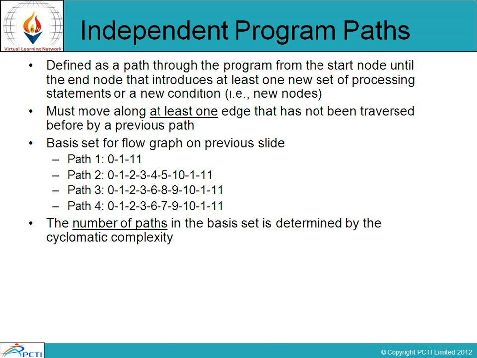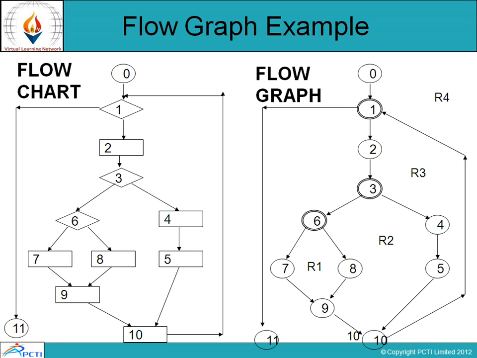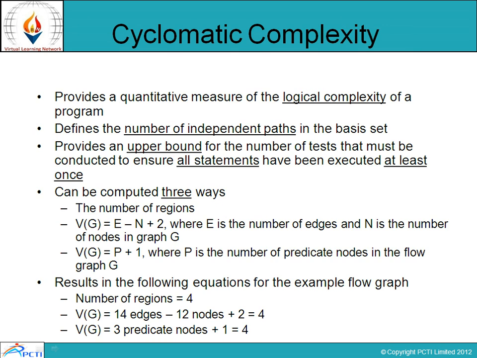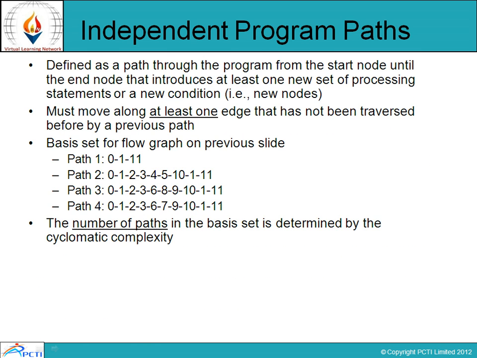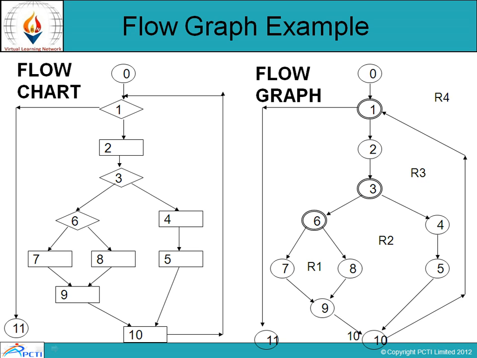As you can see here, path 1 is from 0 to 1 and 1 to 11. Similarly, we consider all paths: 0, 1, 2, 3, 4, 5, 10, and 0, 1, 2, 3, 4, 5, 10 and 11. Like this you can make many paths here.